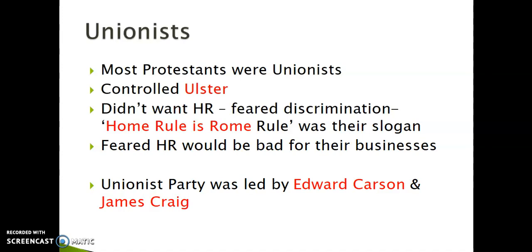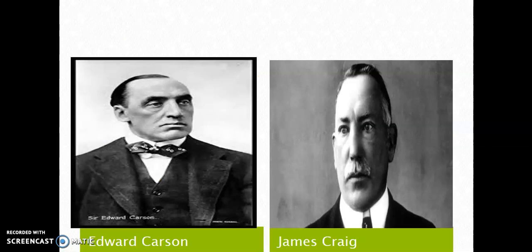They also believed that a Dublin Parliament would be bad for business, especially for industries such as shipbuilding and linen. These industries relied on free access to the British market, i.e., no taxes on their exports. Home Rule might put this access in danger. In Westminster, the Unionist Party represented the Unionists. And of course, the Unionist leaders were Edward Carson and James Craig.